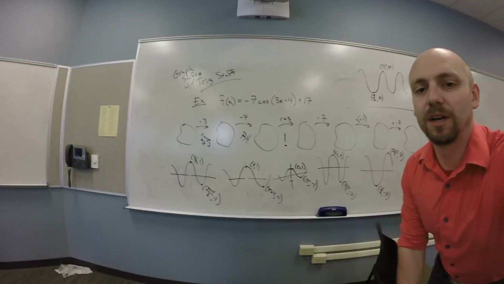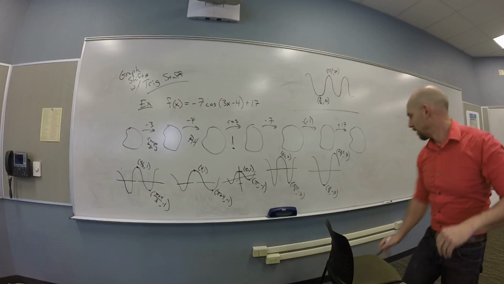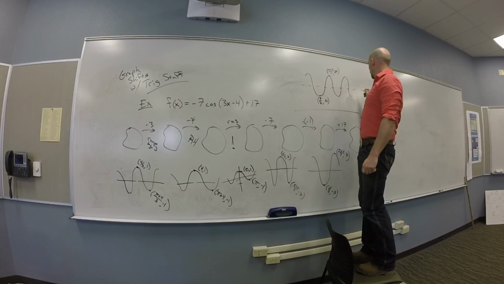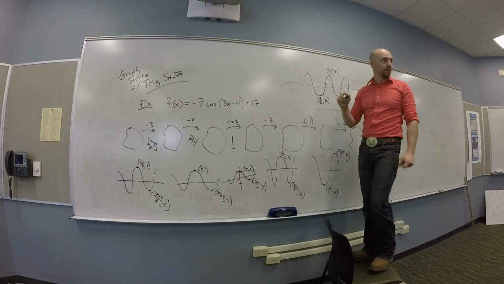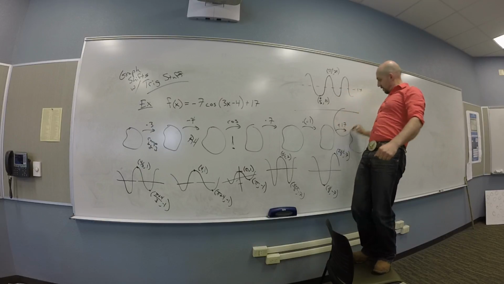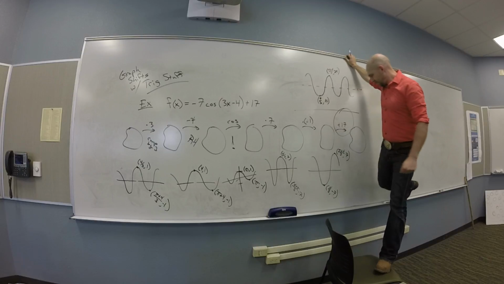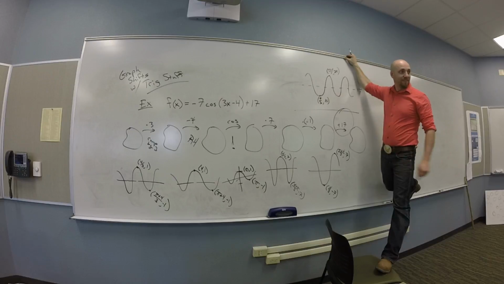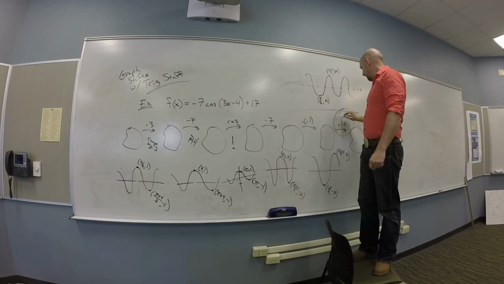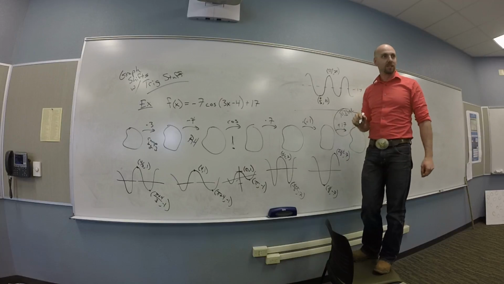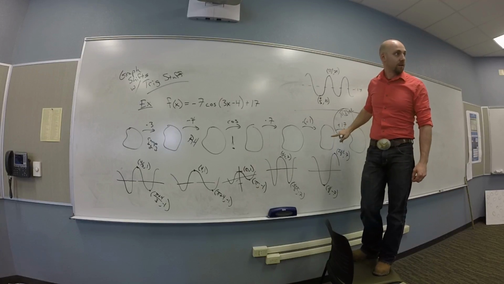What are the things you should be noting? Amplitude, period, and midline. So midline, 17. Where did the midline come from? Midline came from this guy, right? No? Okay. So the midline's from the vertical shift, right?